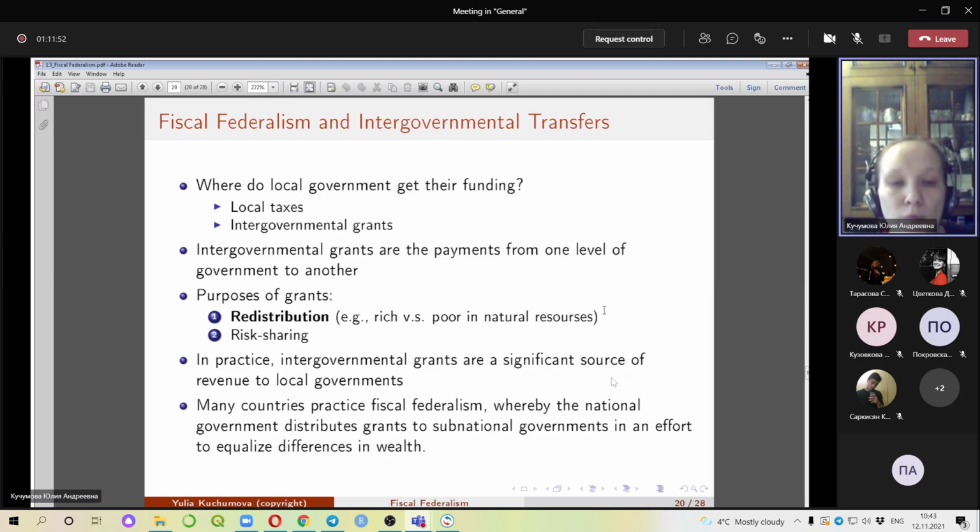But the other purpose is risk sharing, because in addition to this constant difference, the risk could be economic shocks that affect one region, one industry, and not the other, right? In practice, intergovernmental grants are a significant source of revenue to local governments, and in many countries they are used, right?